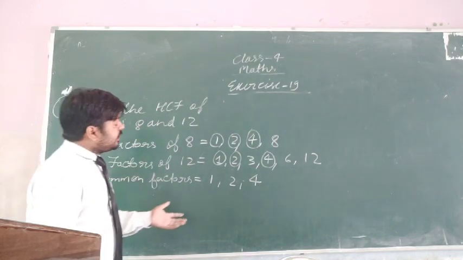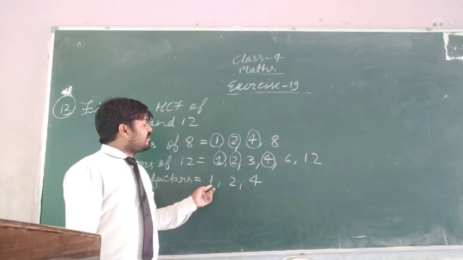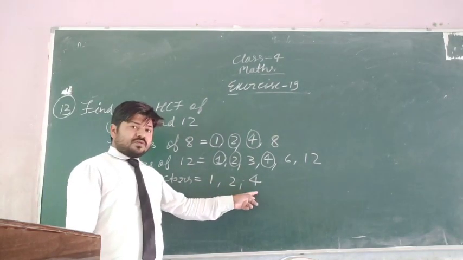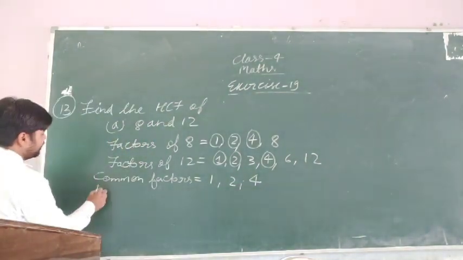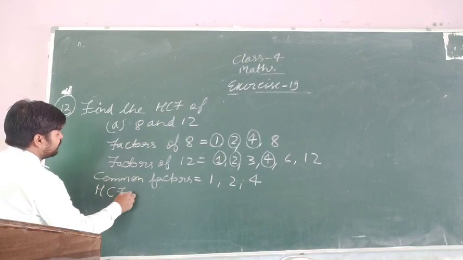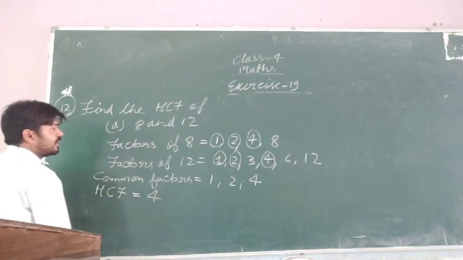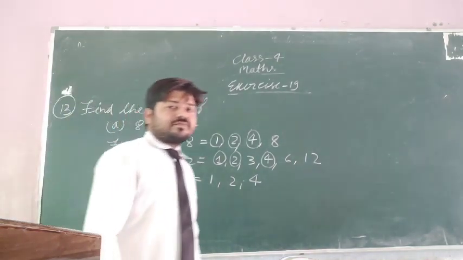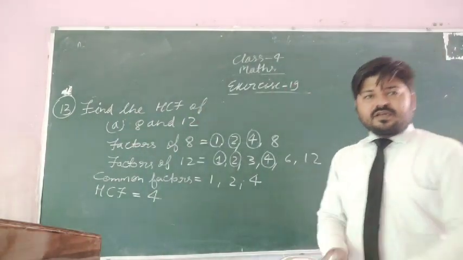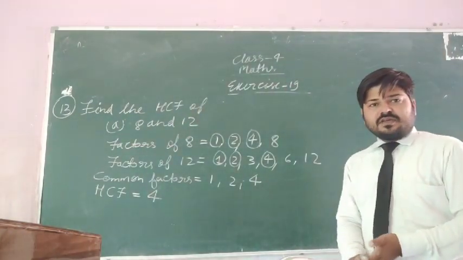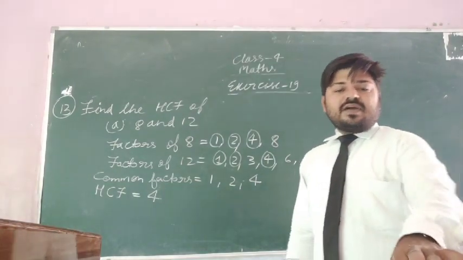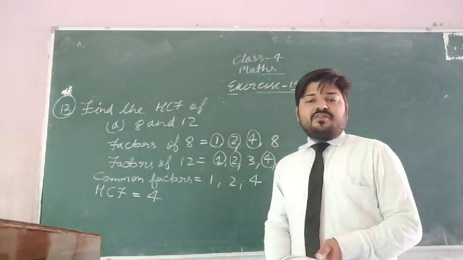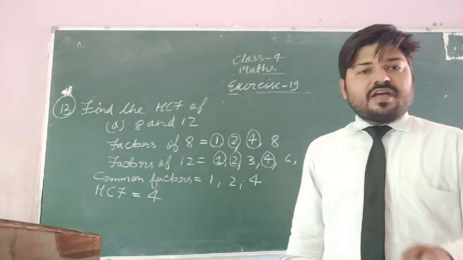Now we have to find here which is the highest common factor, 1, 2 or 4. So you can easily see 4 is the highest common factor. So you have to write here HCF equal to 4. Okay. So dear students, I hope you understand this. So this way you can solve this whole exercise. Today you have to solve exercise 19 in your fair copy. Okay. Thank you. Have a nice day.